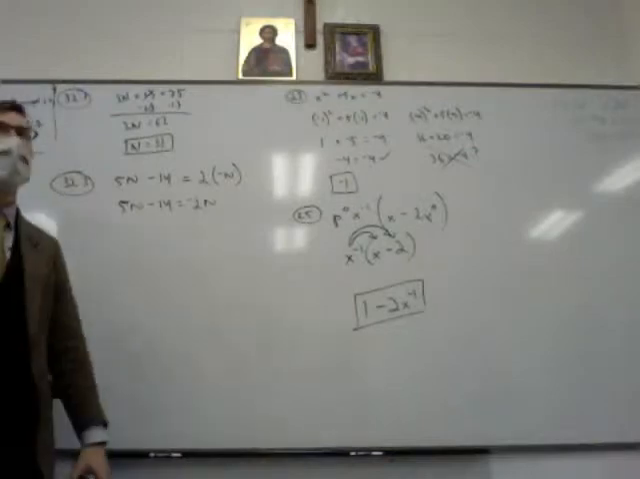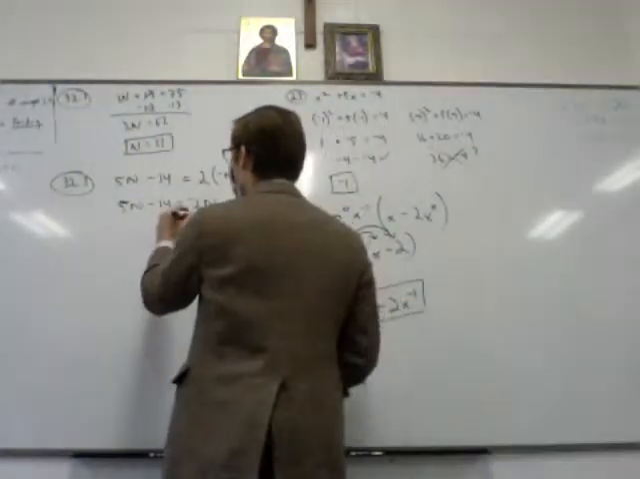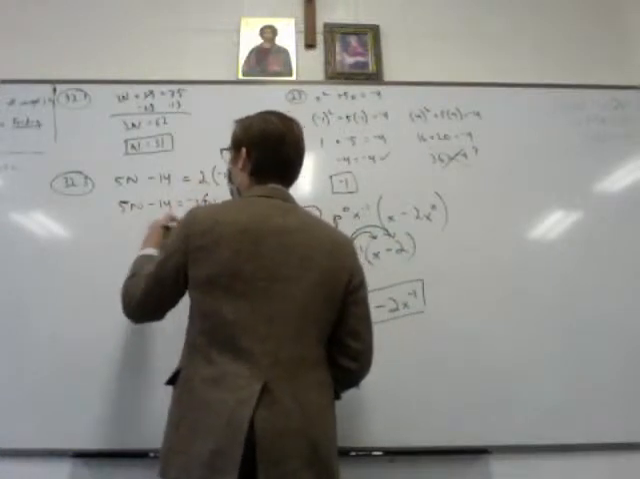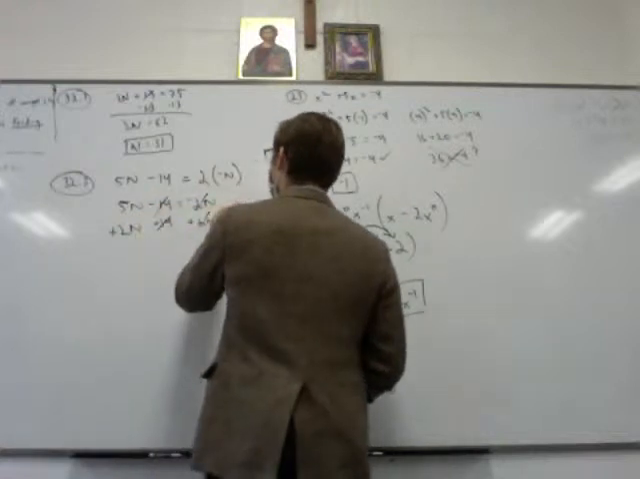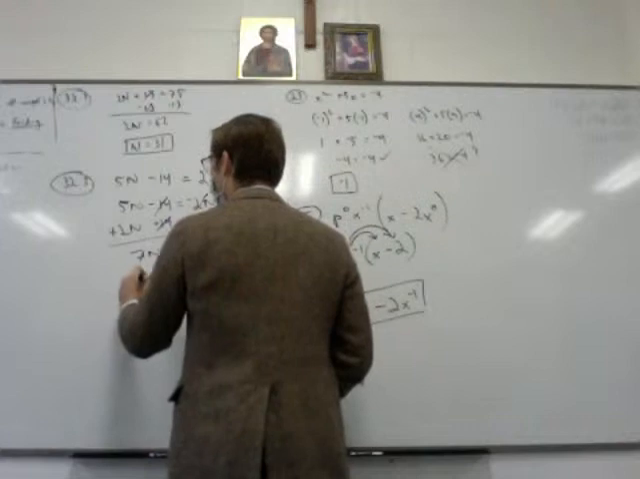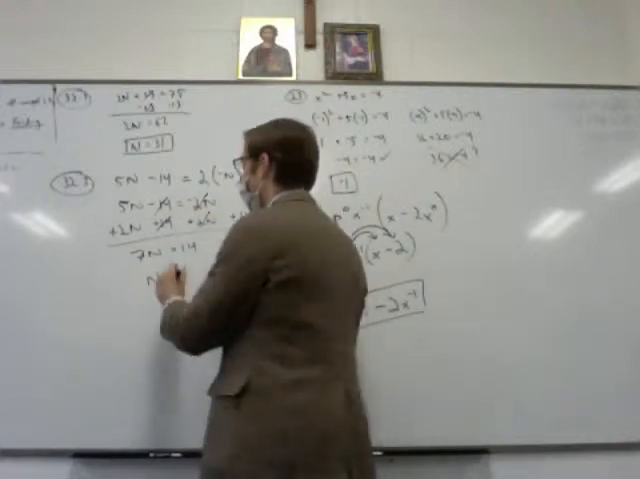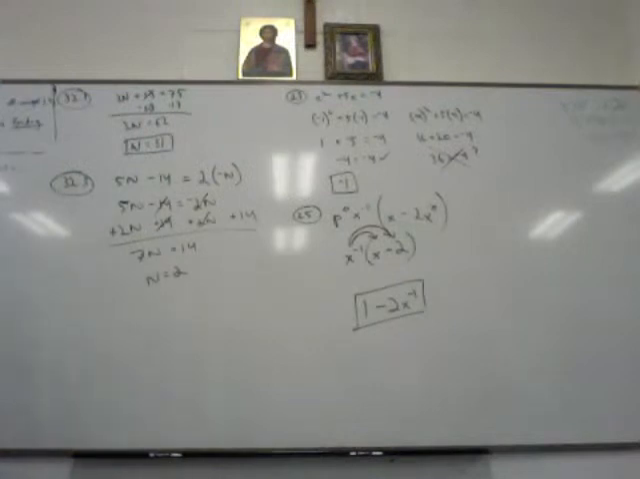Then we just solve it like any other. We move the variables to one side, the constants to the other. To move the variables to the left, we add 2n. We add 14. Okay, we get 7n equals 14. n is equal to 2. All right. We're done.